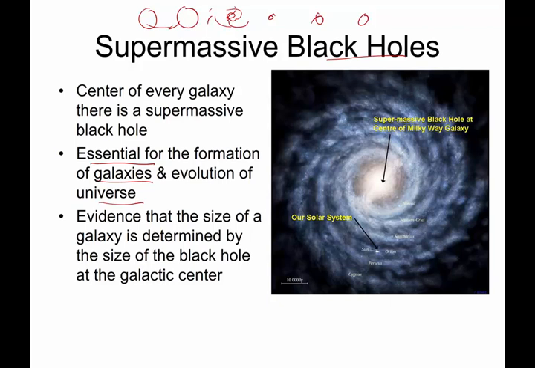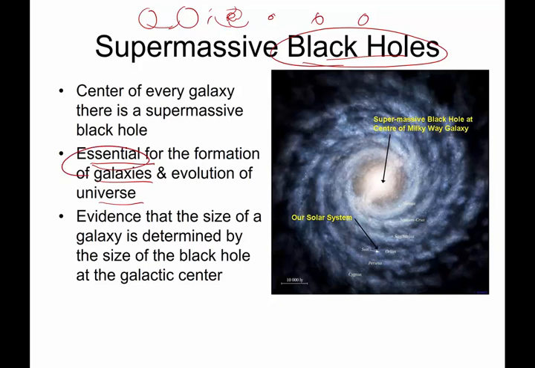A generation or two ago, black holes were just something out of science fiction that astronomers suspected were there, but now we have so much observational evidence that they exist, that they're all over the place. We now believe that they are an essential part of the evolution of the universe.